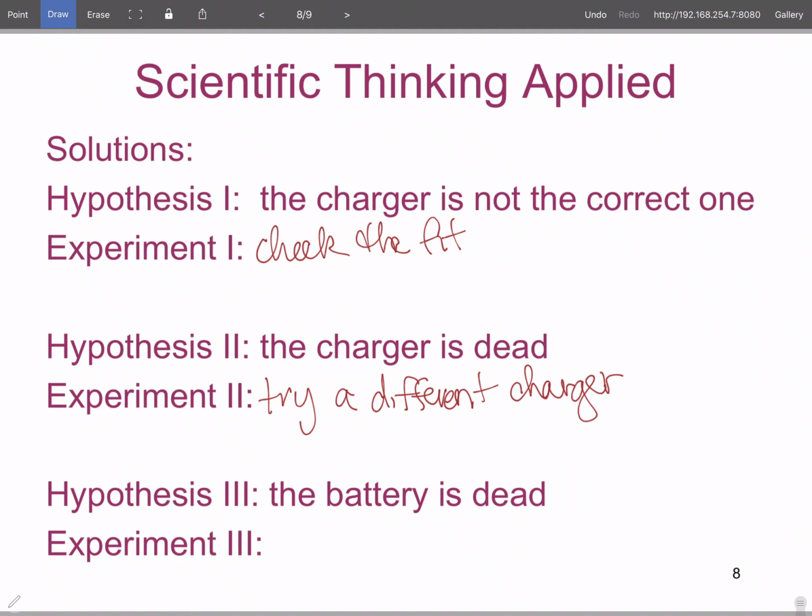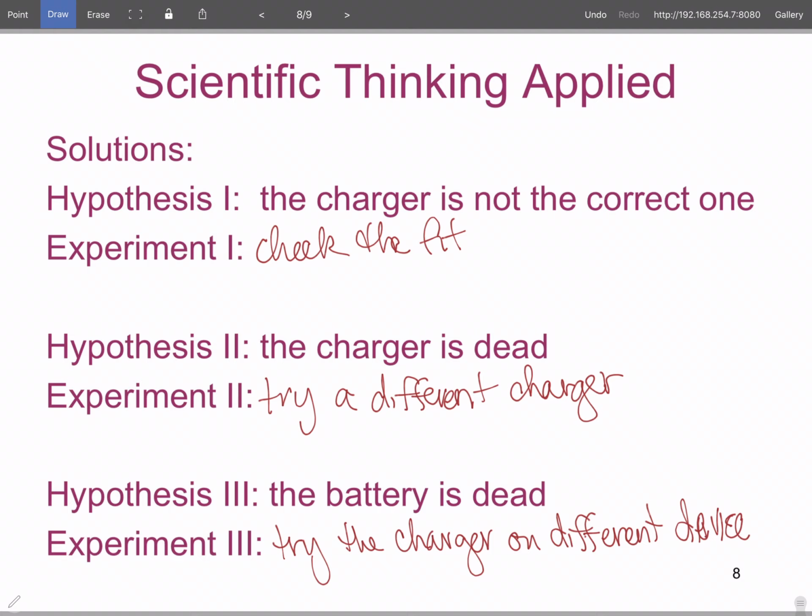The battery is dead. Okay. And so in this case, this is a bigger issue. So if you try the charger on a different device and it works, then you know that there's something wrong with the battery, etc.